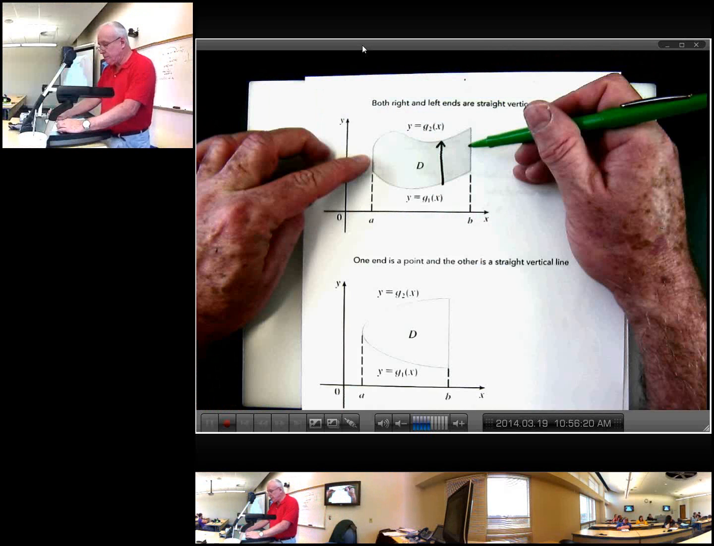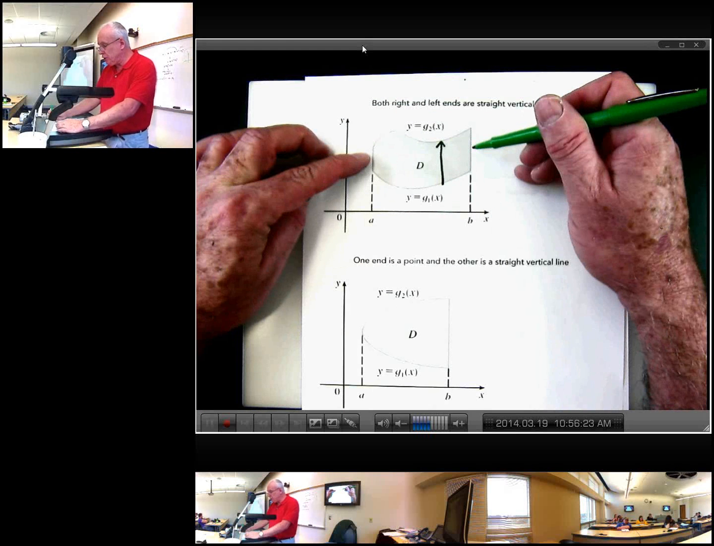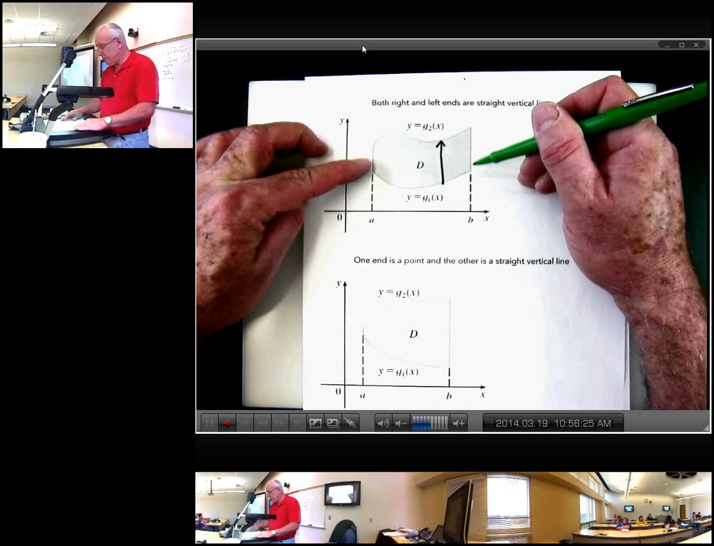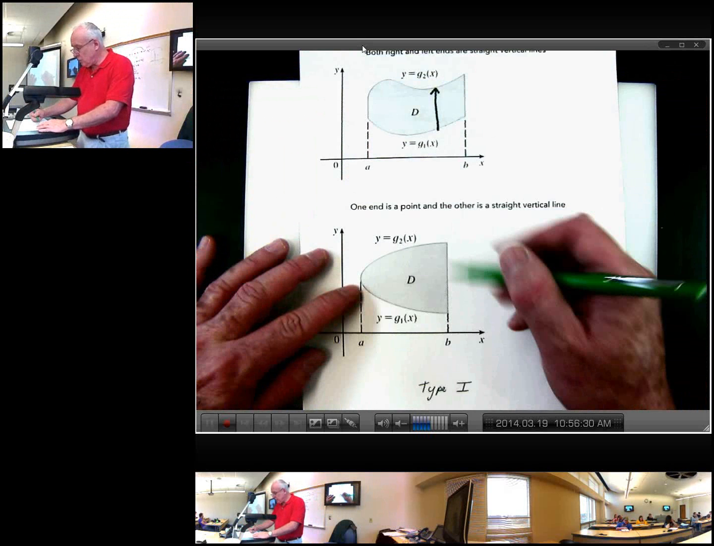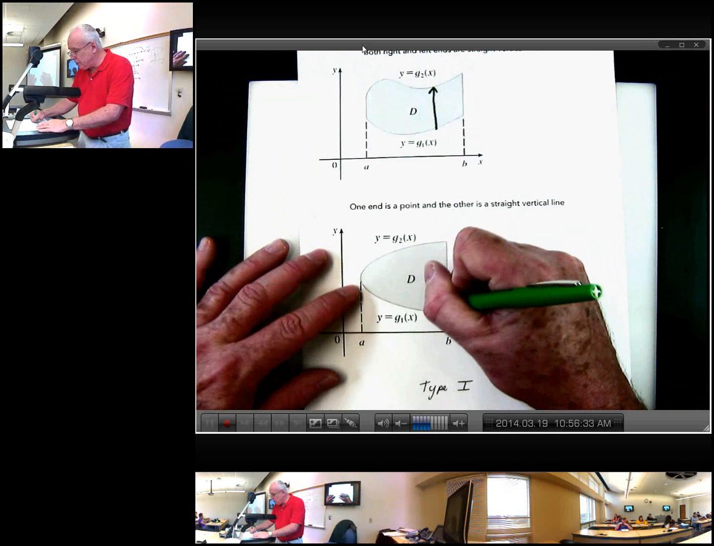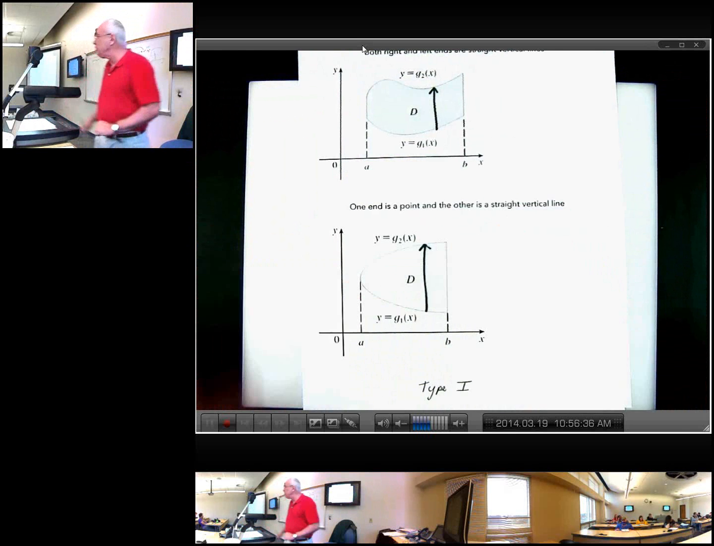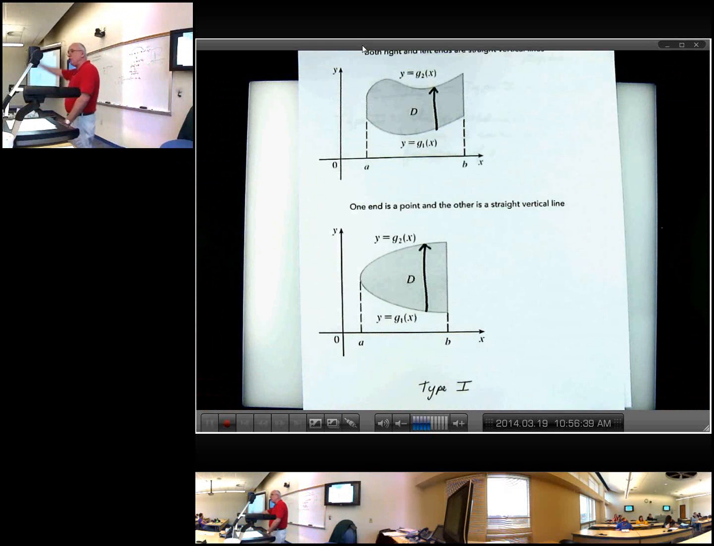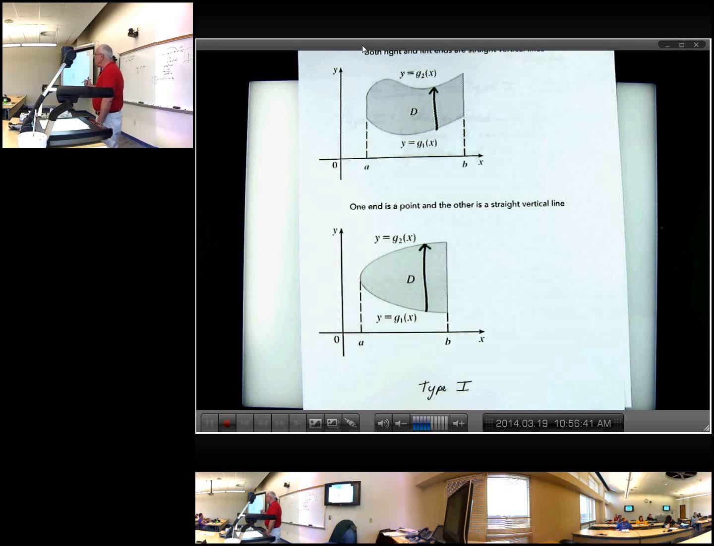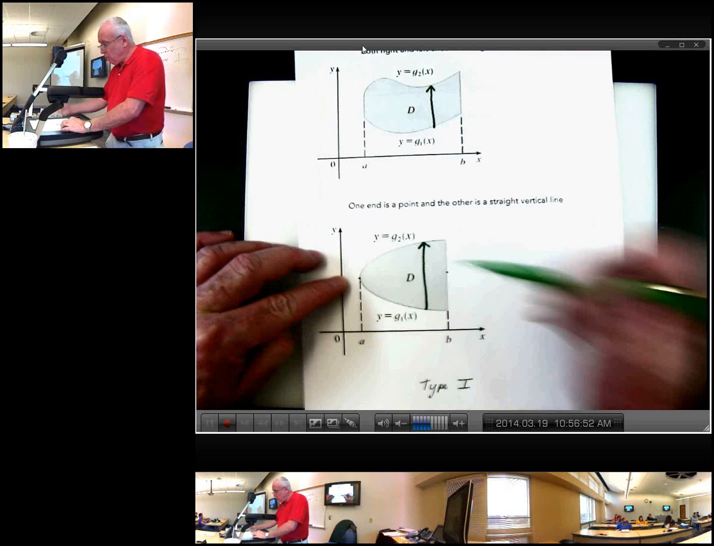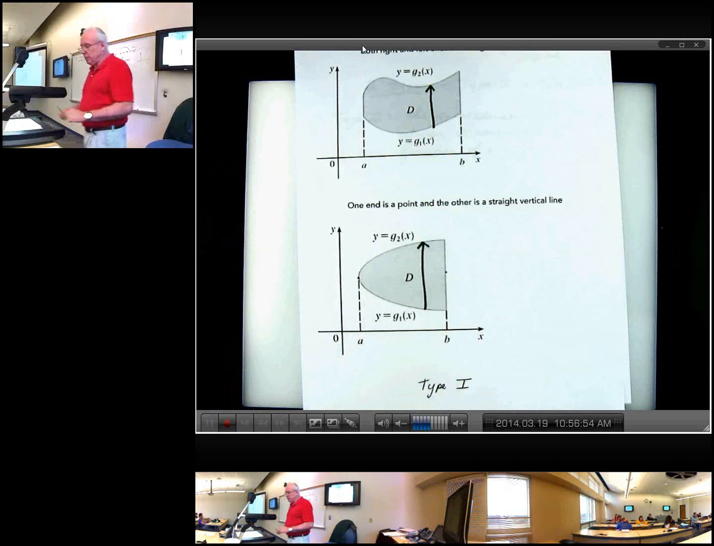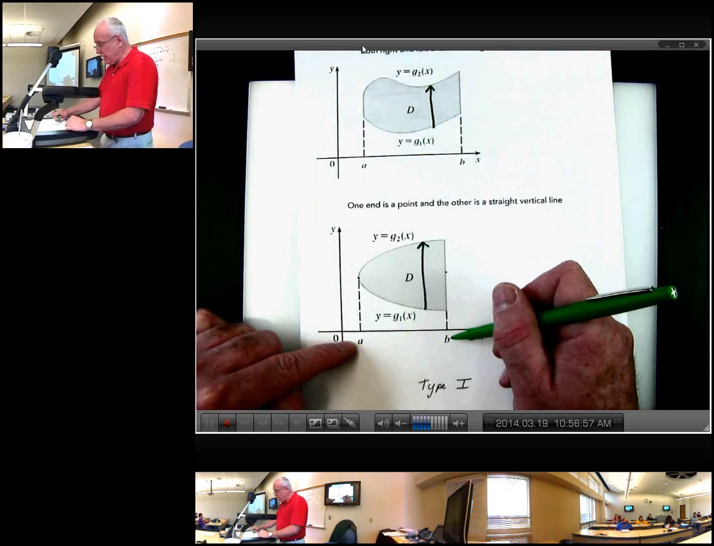Notice in this case, both of the ends of the region are flattened out. So we can have another same type of region. Again, the y values go from this g1 function up to this g2 function. In other words, I can draw a vertical line through the region and not get out of the region. It stays right inside. But in this case, our left side is just a point, our right side is a vertical line. But the same thing, x does go from A to B.